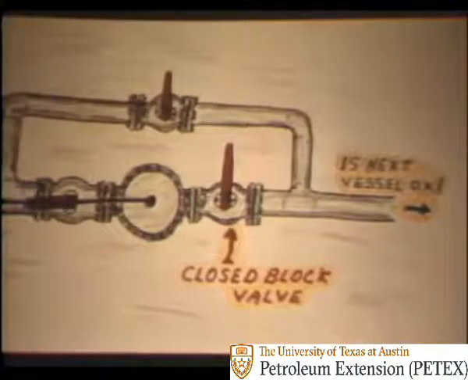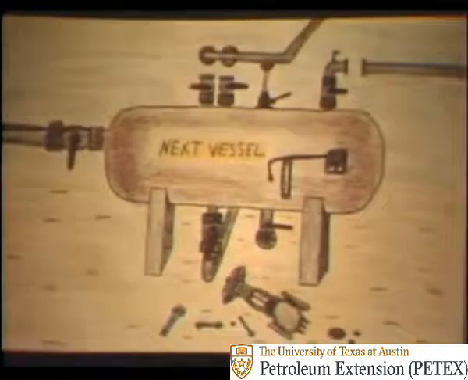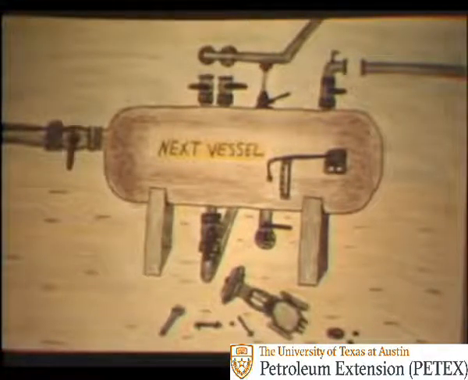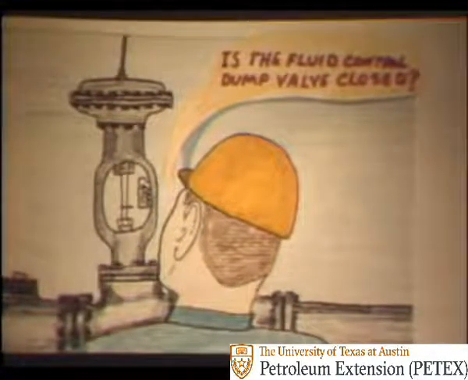Third, it might be possible that one of the block valves around the fluid control valve is closed. If it is, make sure that the next vessel or other vessels downstream are okay before opening it. And fourth, if the high level still exists, check the inlet valve and outlet valves of the vessel the liquids are dumped into. If one of these is closed, check to make sure that this vessel is okay before opening it. So if you have a high level, check for these four things.